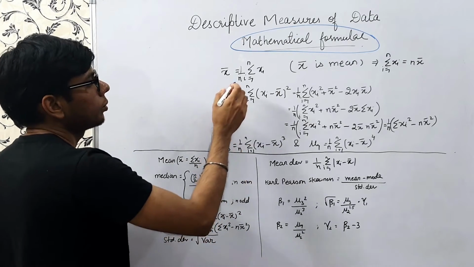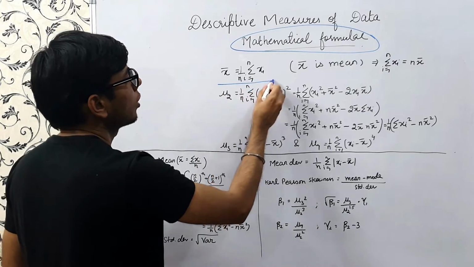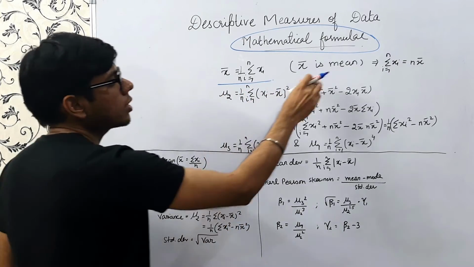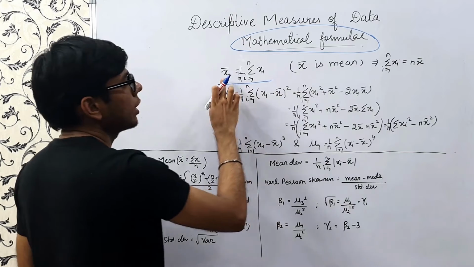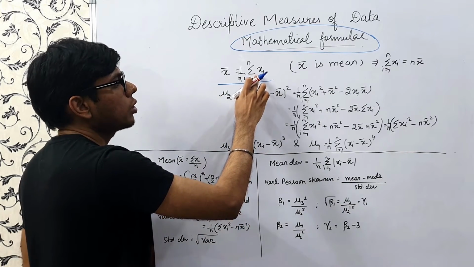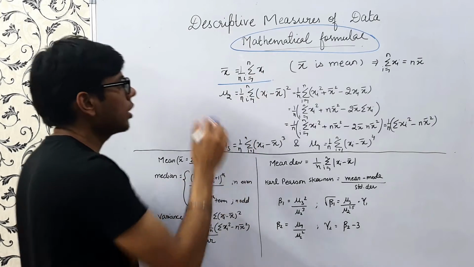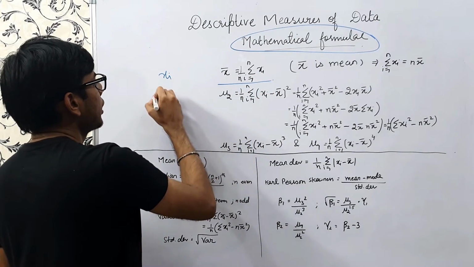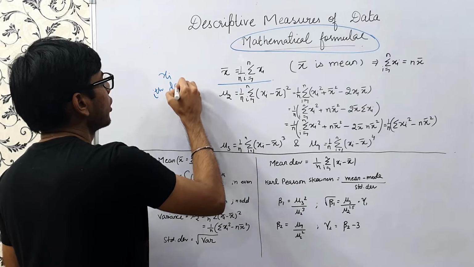So this is the mean x bar, that is the sum of all the observations divided by the total number of observations. This is the summation sign, and xi represents the ith data point.